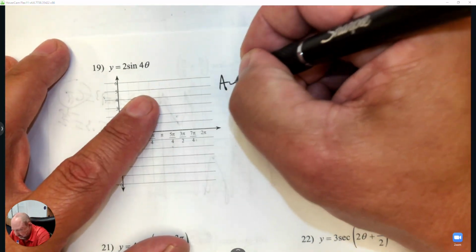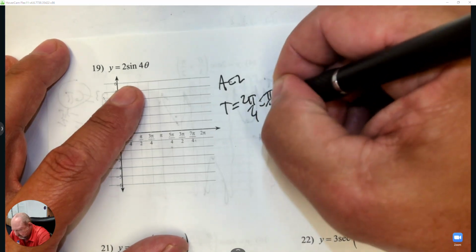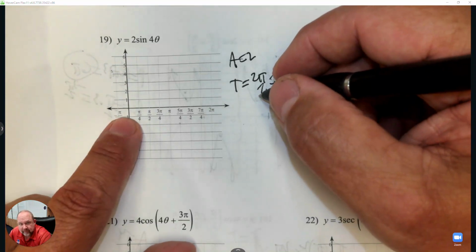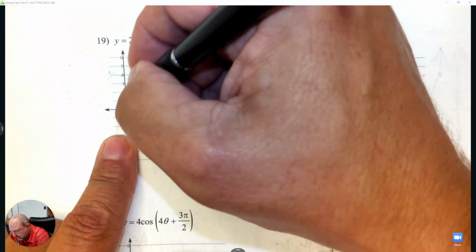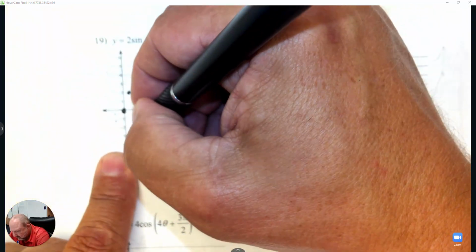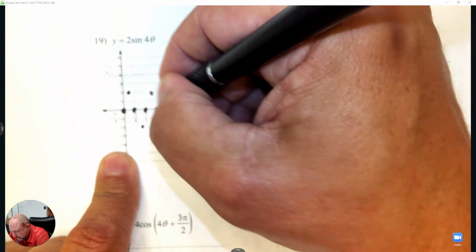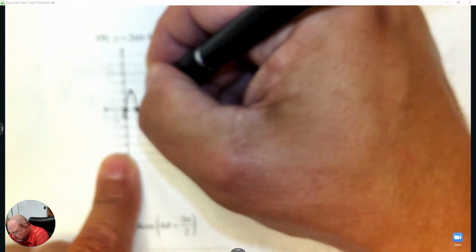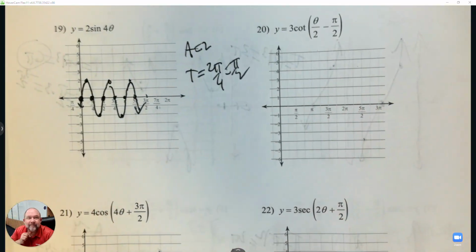Sine. Amplitude's 2, period 2 pi divided by 4, which is pi over 2. No phase shift. So sine starts in the middle. So in the middle, and then at pi over 2, and then again in the middle, and then it goes up to 2, and then down to negative 2. And we're going to follow that pattern across. That's enough.